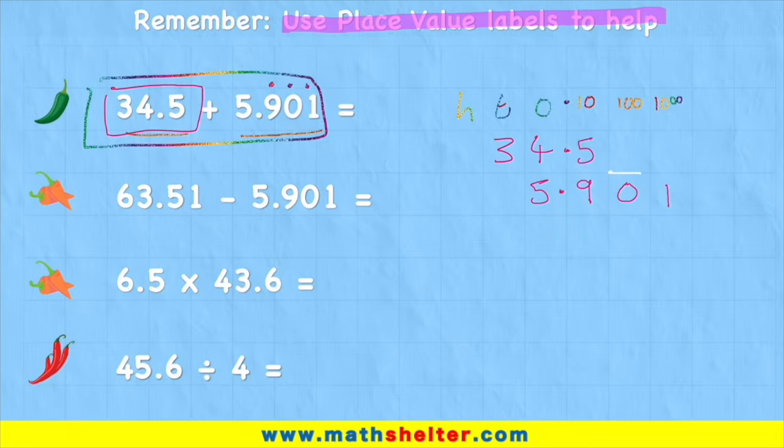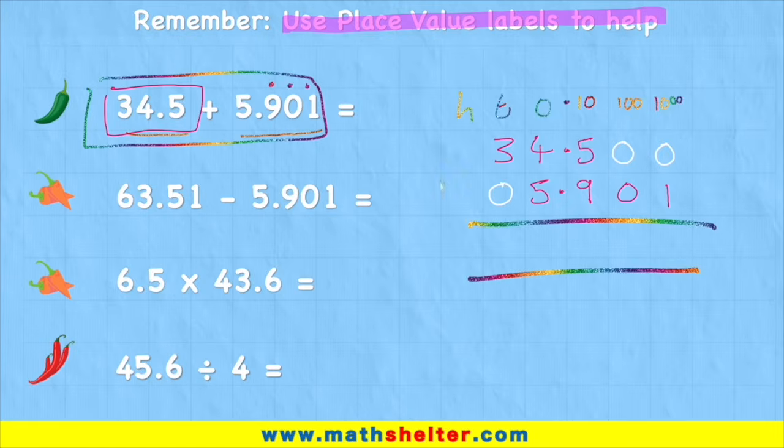But now I have these gaps in my question, 3 of them, that I can fill with placeholders, which isn't as important in addition, but it's very important in subtraction. So let's get into a good habit and do that now. Put my equals line, and I'm ready to begin adding up. Start at my smallest value, which is the thousandths.